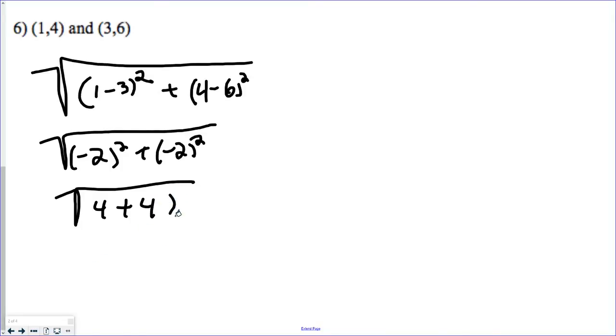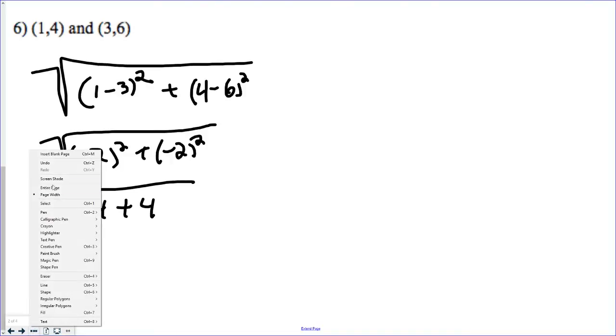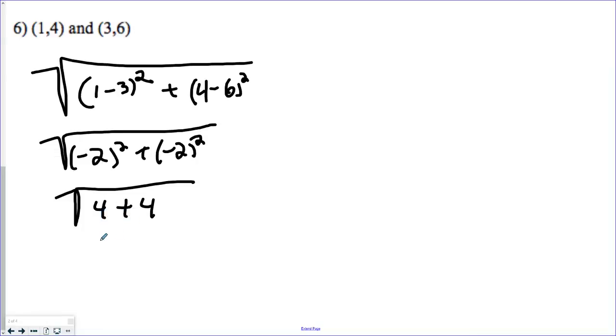Whoops, not 41. Gotta get my pen here. Sorry about that. For some reason my pen wasn't going. There we go. So we get 4 plus 4 is 8. And then we have the square root of 8, which is not a nice number, so you'd have to go to your calculator to do that. The square root of 8 is 2.828, and 2.83 is what we're going to round to.